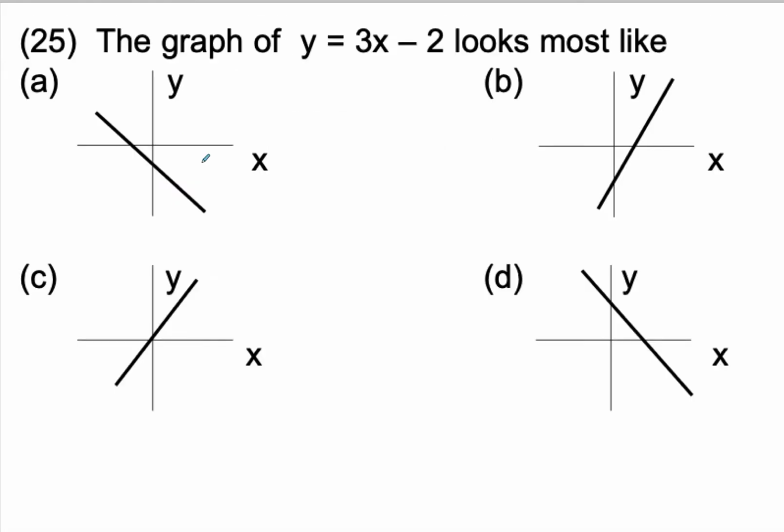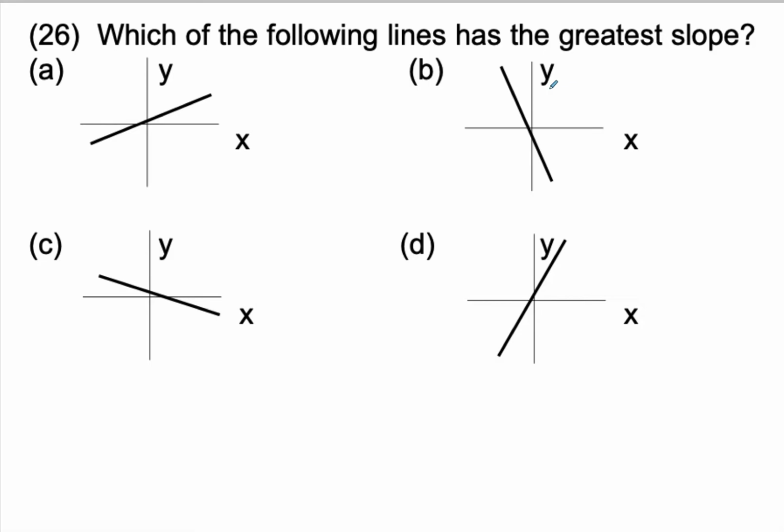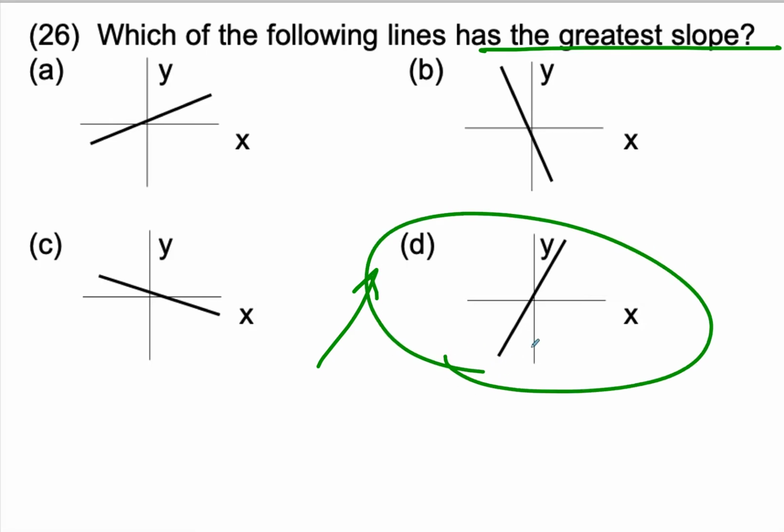All right, number 25. So in this case, you can see the slope is 3. If its slope is 3, which is positive, that means as I'm going to the right, I have to go up. So I'm looking at either choice B or C. But when you look at it, the y-intercept is negative. So therefore, you see the y-intercept is negative. Choice B seems to be our answer. All right, number 26. Which of the following lines have the greatest slope? Greatest slope, that means we have to go as high up as we can. So in our case, choice D seems to be the correct answer.